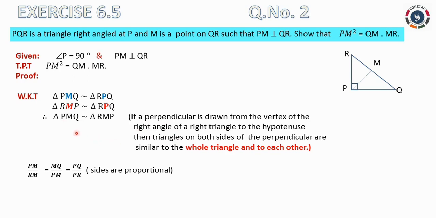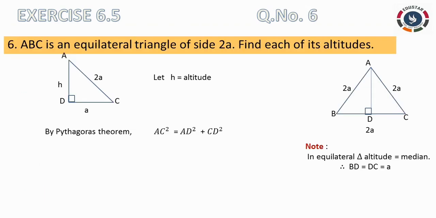So by that, what we got is the ratio PM by RM, which is equal to MQ by MP, equal to PQ by RP. So from the ratios which contain PM, we take two ratios to get PM square. So PM into PM square, which is equal to QM into MR, hence proved. Such an easy question, we only apply theorem number 6.7. Can you understand?